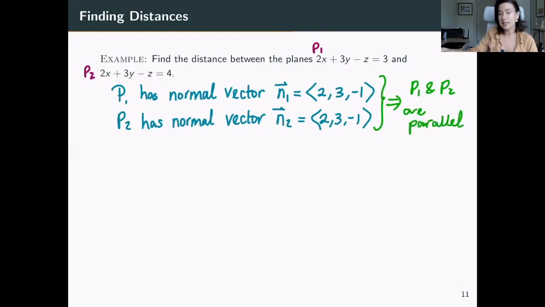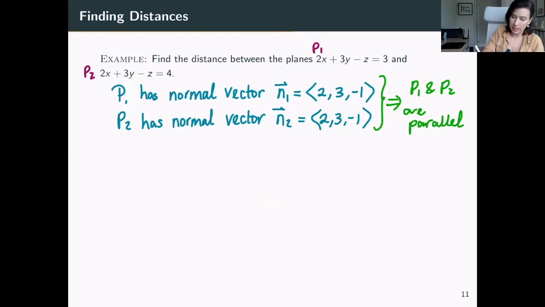Because they are parallel, we can imagine those two planes being in space, and the distance between them is always going to be constant, versus if the planes intersected at some line, the distance between them would be changing. So to find the distance between these two planes, we first of all need a point on one of the planes. Any point that I choose, whether I choose a point up here or a point down here, the distance will always be the same.